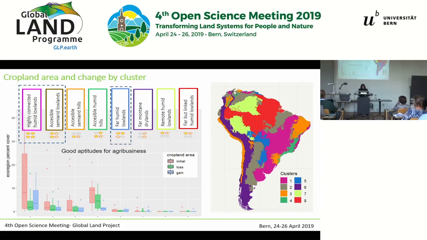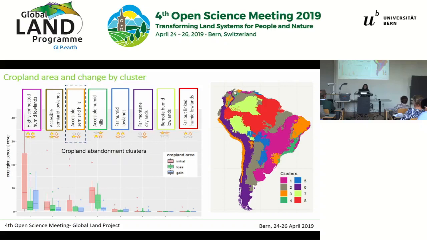So here in the pink one, we can have places like the Pampa region in South America, as well as part of the Cerrado region. And then accessible semi-arid lowlands, we have the Chaco ecoregion and Chiquitania. And far humid lowlands, which doesn't currently have that much cropland, but it has the potential for having it.